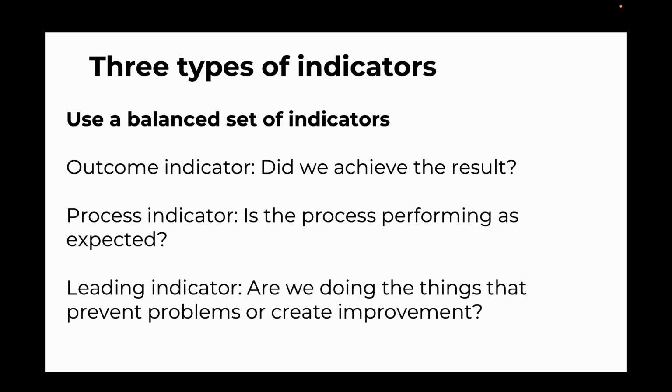This is useful because outcome indicators often tell us what happened after the fact. Now, leading indicators help us manage before the result is lost. So, for each important objective, BlueRiver should try to define at least one outcome indicator, one process indicator, and one leading indicator. Now, this is not mandatory according to ISO 14001, okay? This is a good practice, okay?